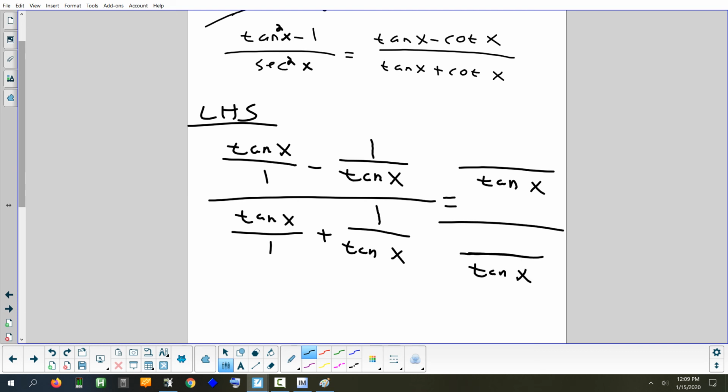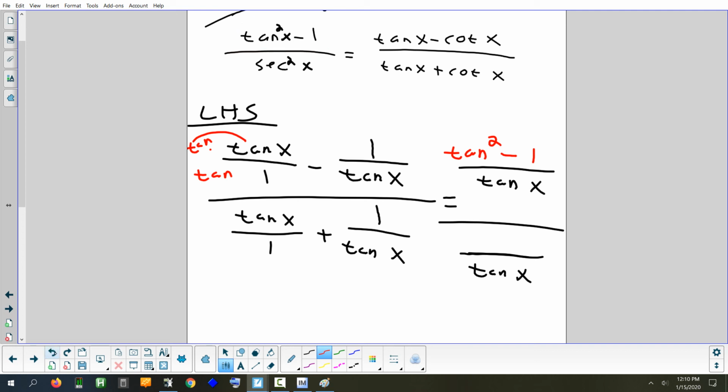Now, let's do this out and see what happens. Multiply by tangent over tangent. The other fraction, you don't have to multiply anything by in the top because it already has a denominator of tangent. So in the top, that's tangent times tangent, which is tangent squared. And in the second part, all you have to do is copy down the minus 1 because the minus 1 already had a denominator of tangent. So that's what's in the top.